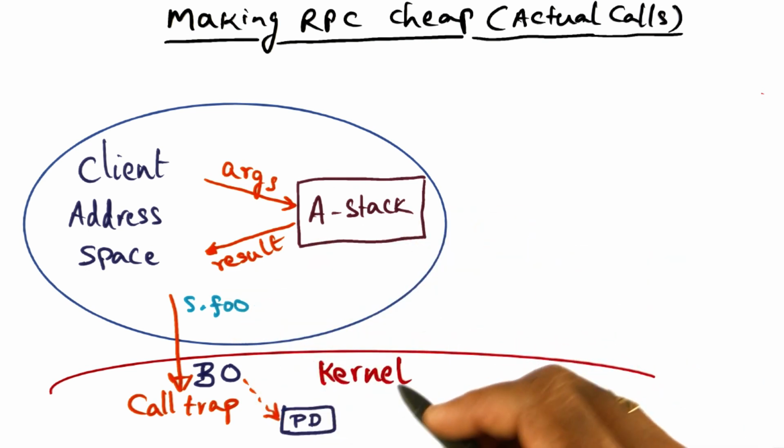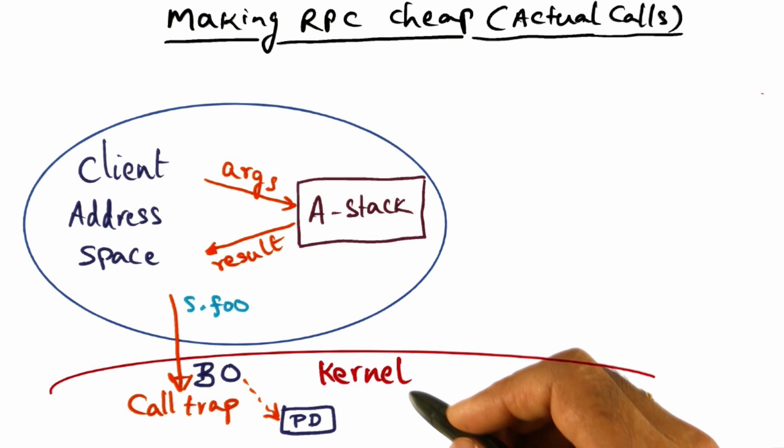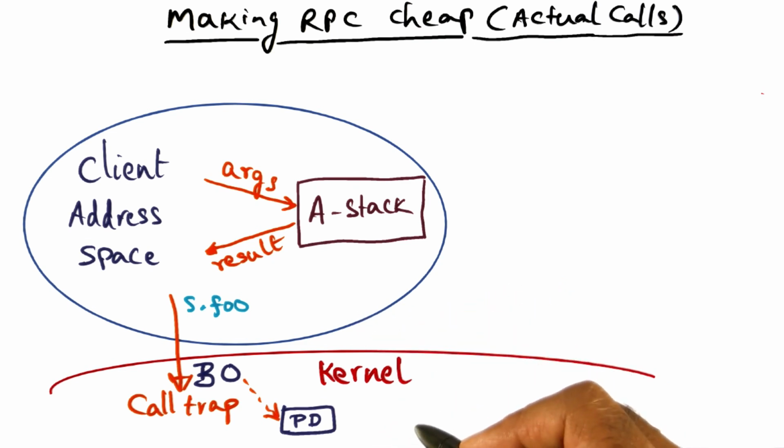I'm not showing you in this picture an execution stack, or E stack, and that is the stack that the server procedure is going to use in order to do its own thing, because a server procedure may be making its own procedure calls and so on, so it is going to do all of that action on the E stack. So the A stack is only for the purposes of passing the arguments, and the E stack is what the server is going to use in order to do its own work.